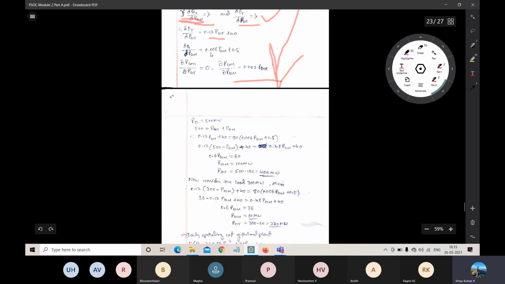So what is dq naught by dpgh? This is the thing: 0.006 pgh plus 0.5. So we have written here the same thing. Okay, and next we have to resubstitute the things. So 0.12 PGT will be 500 minus PGH plus 40, and just multiply this 80 into 0.06 will be 0.48 PGH plus 80 into 0.5, that is 40.